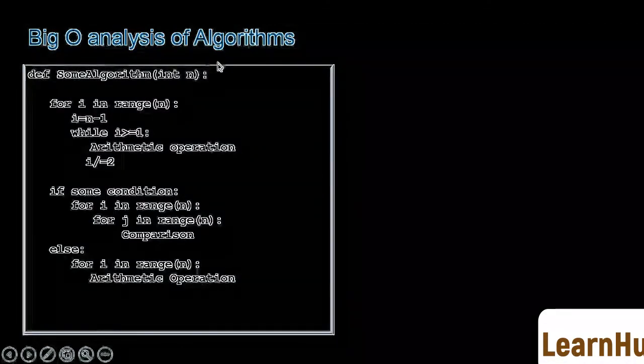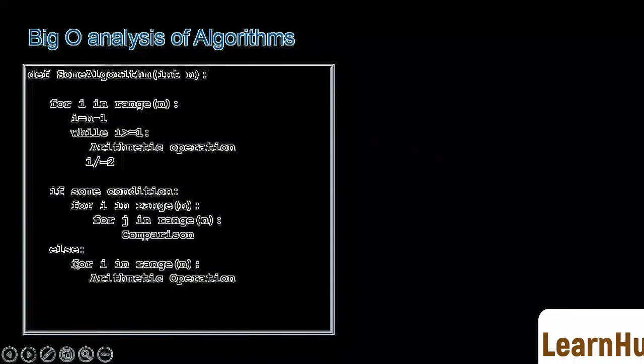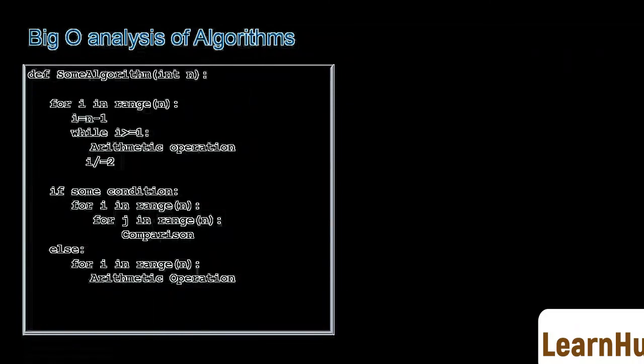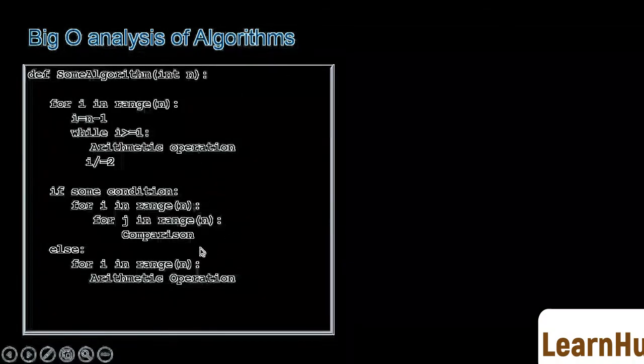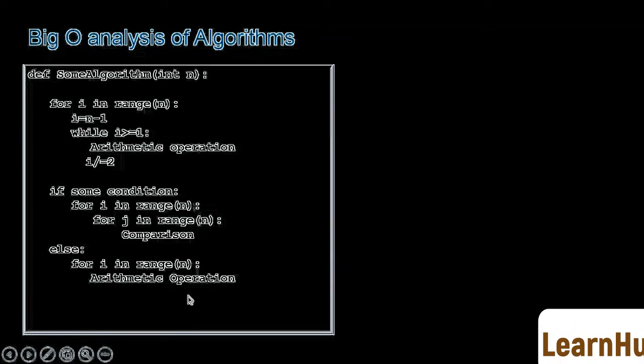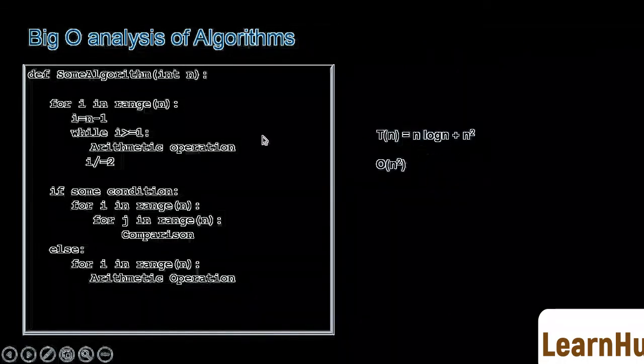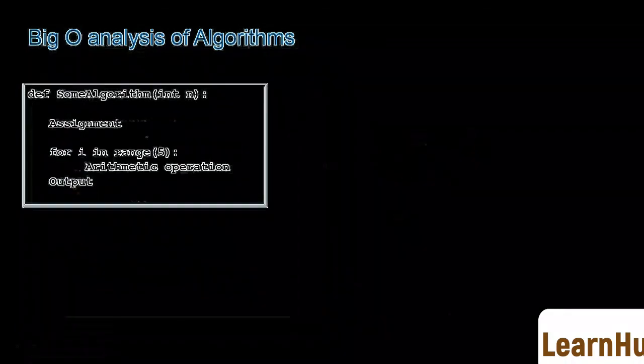Now in this algorithm, we have an if-else statement. When this algorithm is executed, either this block of code will execute or this block will execute. While calculating time complexity, we generally consider the block whose order is larger. And in this case, this block is of order n square and this block is of order n. So we'll consider this whole if-else statement as order of n square. So time complexity is given by n log n plus n square, which is order of n square.